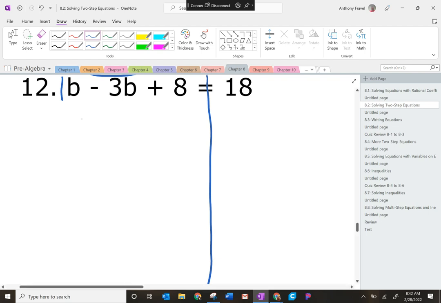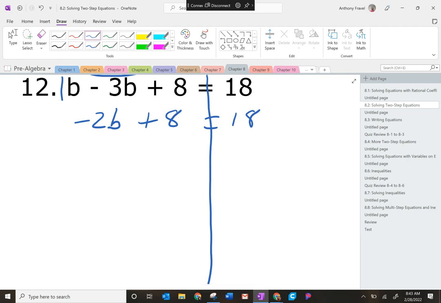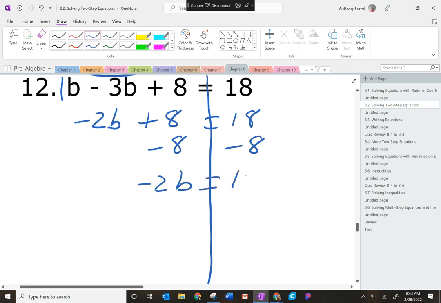1 minus 3 is going to give me a negative 2b. I'm going to rewrite the 8, rewrite that equal sign. The stuff on the right-hand side, nothing is going to be added or subtracted because there's only one thing. So I just rewrite it. Now I get to positive 8, so I'm going to subtract 8 to both sides. I get negative 2b equals a positive 10 because it is a positive 18 minus 8. And then I want to get my b all by itself, so I'm going to divide both sides by negative 2. b equals negative 5.